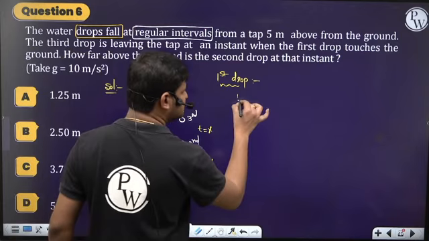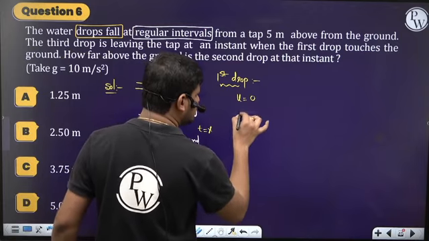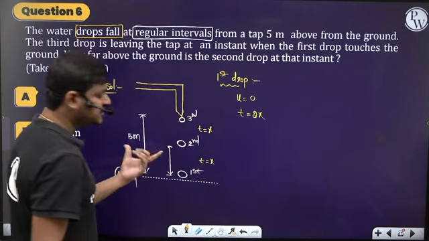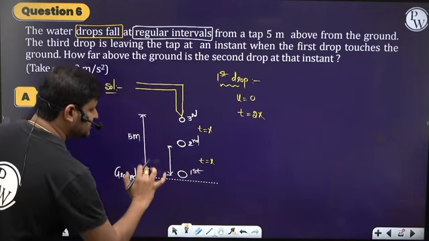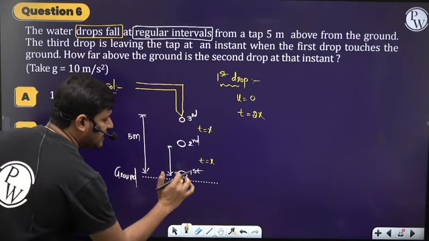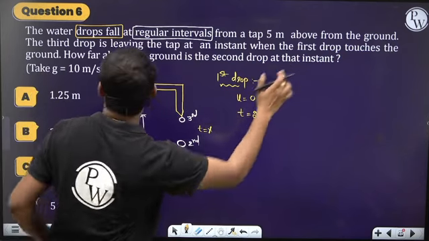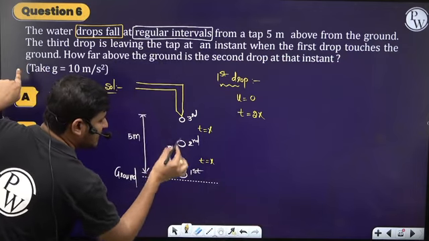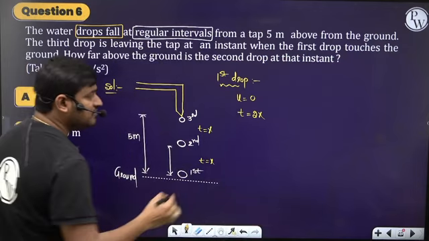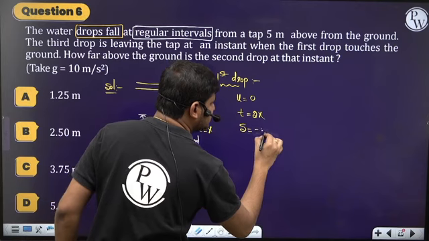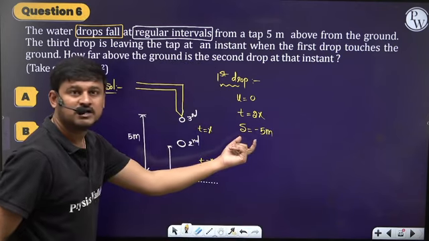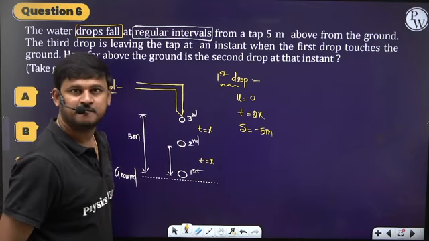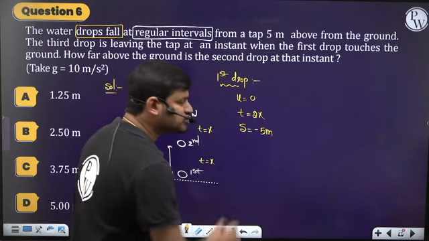The first drop has initial velocity 0, and the time it takes is 2x. How much distance is it traveling from the tap? It is about to reach the ground, the first drop touches the ground. So from tap to ground, the distance is 5 meters. Therefore S is equal to minus 5 meters. Why minus 5? Because the final position is below the initial position. Yes or no? Now S is equal to minus 5 we got.